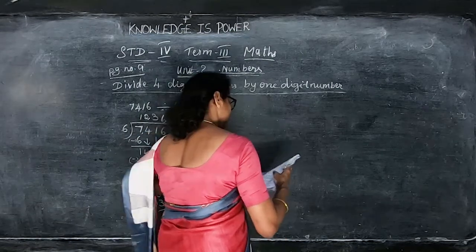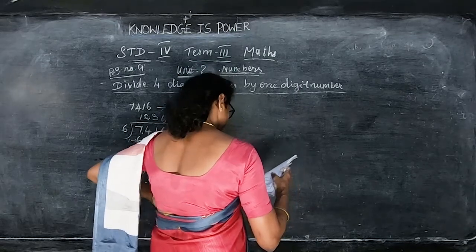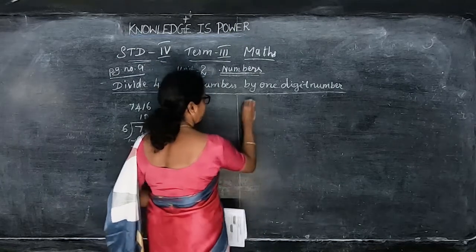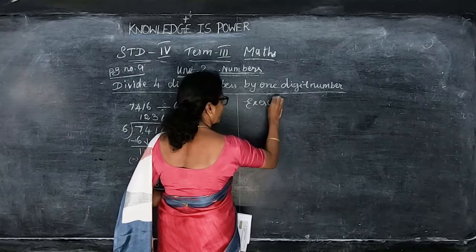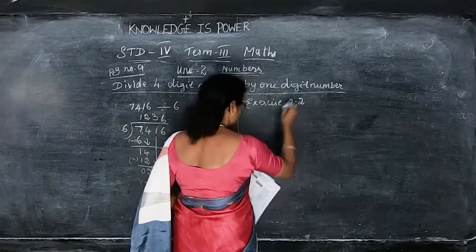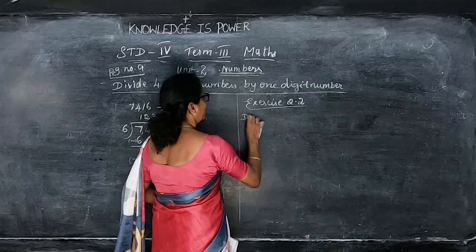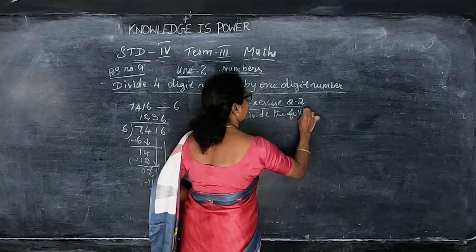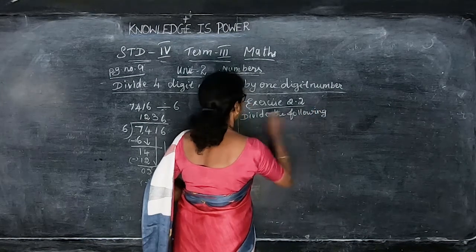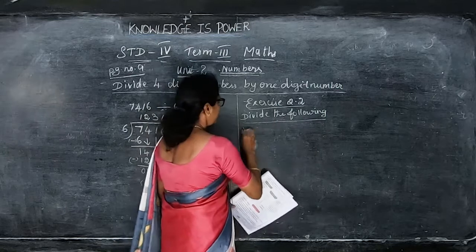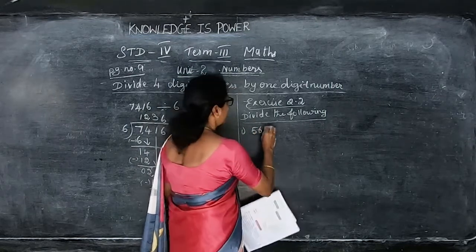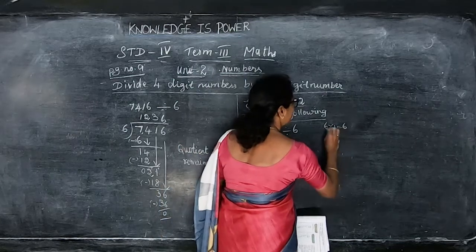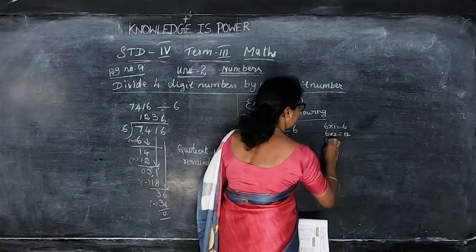Here, exercise number 2.2. Same thing. Exercise 2.2. Divide the following. They are given some sums. So in this first sum, 5,632 divided by 6. So you can write the 6 tables. This time I will write, next time I will say orally.